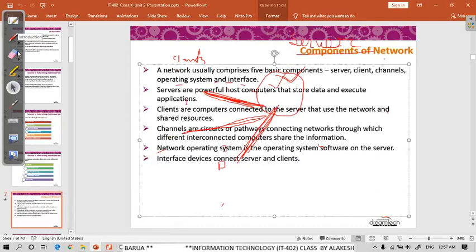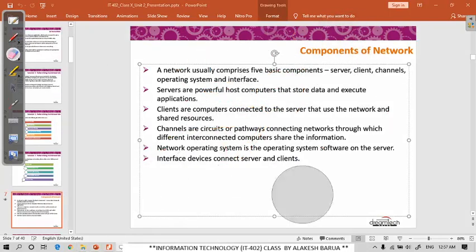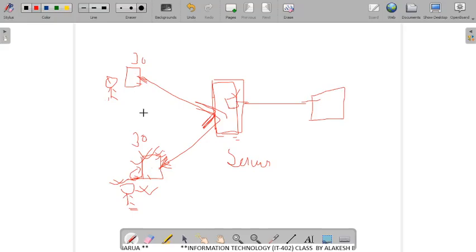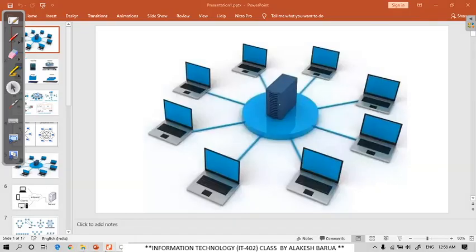Then operating system. Let me just erase this one. The operating system is the software that is used to operate all the computers in a network. And then the interface. Now interfaces are points. If this computer is connected to this computer, then this computer will have a certain point of entry, point of exit, and this computer will also have a certain point which connects these two computers by using a wire. Those points are known as interfaces. Okay, so these are the basic components of the network.